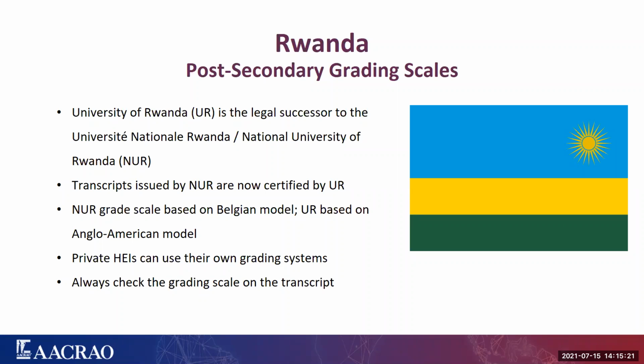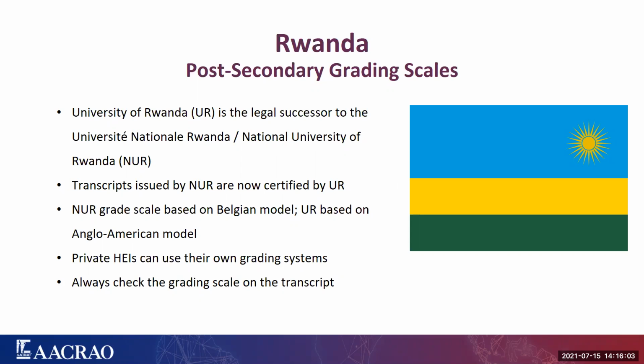So when we talk about grading, we're also talking about different grading systems for the different eras of higher education. During the era of the NUR, as I mentioned, that grading scale was based on the Belgian model of grading because Rwanda had historically been a Belgian colony and colonized by other countries before that. But the system that they took when they gained independence was the Belgian-based model. However, under the new system, under the University of Rwanda, it is an Anglo-American model. So that uses a different system of grading.